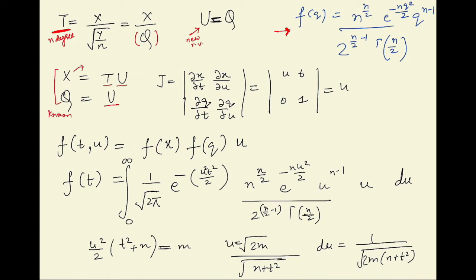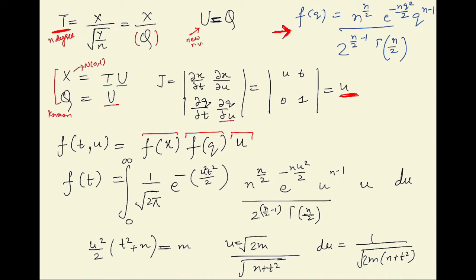X is a normally distributed random variable with mean 0 and standard deviation of 1, and we know the distribution of q from here. So now we calculate the Jacobian, which is the determinant of the matrix del x by del t, del x by del u, del q by del t, del q by del u, which comes out to be u. So now we calculate the joint probability density function for our unknown random variables t and u, which would be the product of three terms, that is PDF for x, PDF for q, and our Jacobian u.